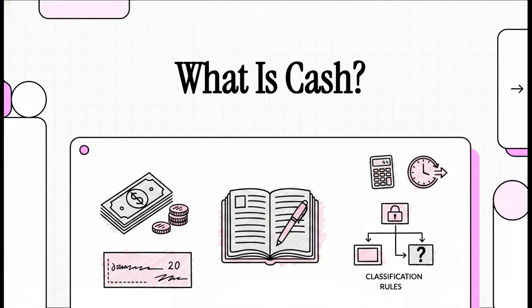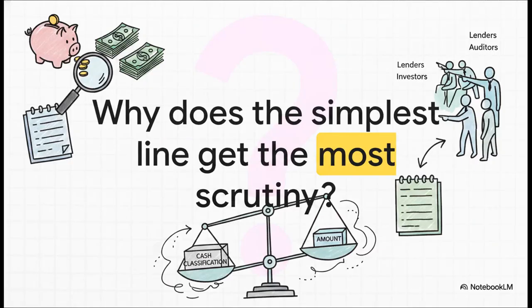Welcome to this explainer. Today, we're tackling line 1, ASC 305, cash and cash equivalents. We are going to completely demystify what is arguably the most scrutinized line on the entire balance sheet. We'll be breaking down the core definitions, looking at exactly what qualifies as cash, what absolutely doesn't, and why getting this wrong can cause a massive headache for literally everyone involved in a business. Okay, let's dive into this.